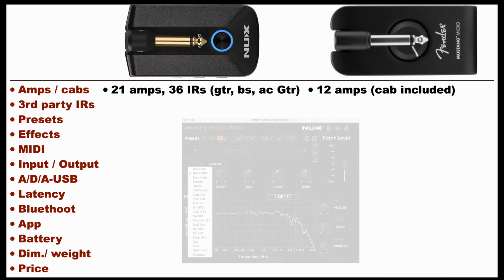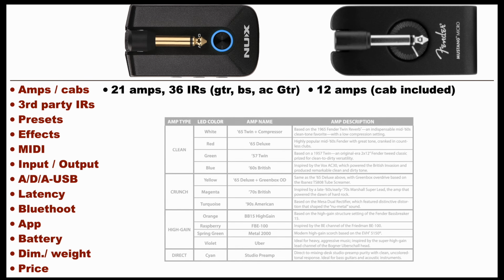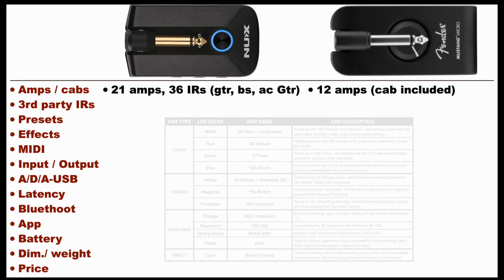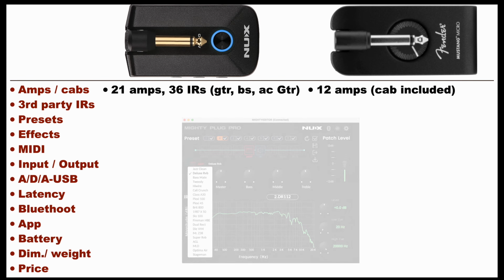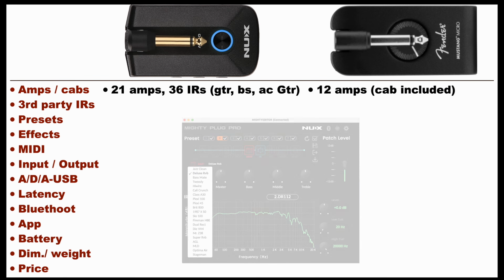for electric guitar, bass guitar and acoustic guitar. On the other hand, the Mustang Micro offers 12 amps, with the cab included. I mean, here the difference is that in the Mustang Micro the amps and cabs are fixed combinations, whereas in the Mighty Pro you can highly customize both the amps and cabs combinations and the amp parameters.